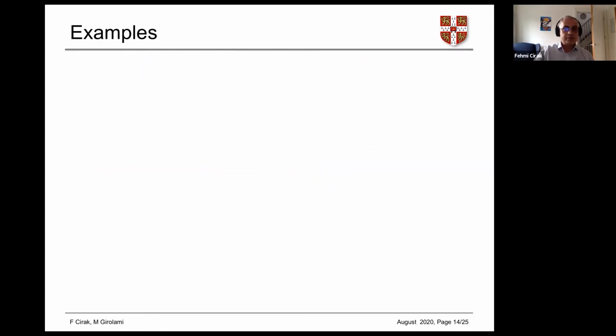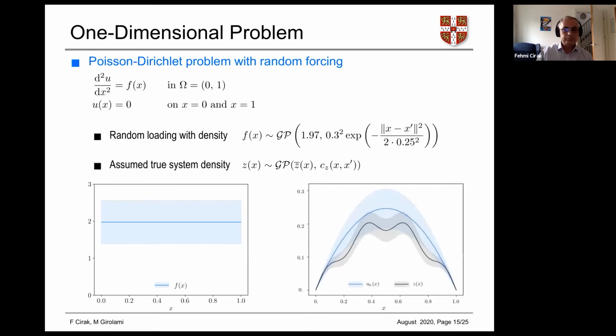So, some examples. The first example is a verification example, similar to the one-dimensional illustrative example which I showed. It is a one-dimensional Poisson-Dirichlet problem with random forcing. Let's say the heat equation, over a domain from 0 to 1.